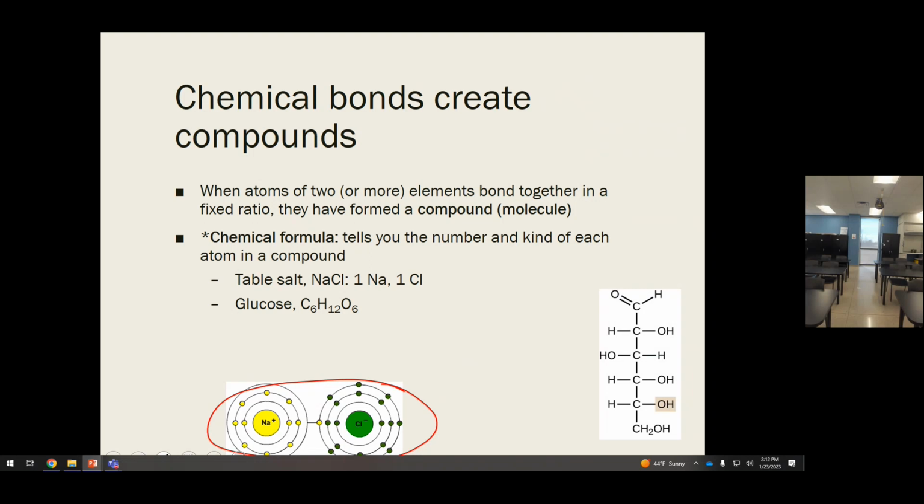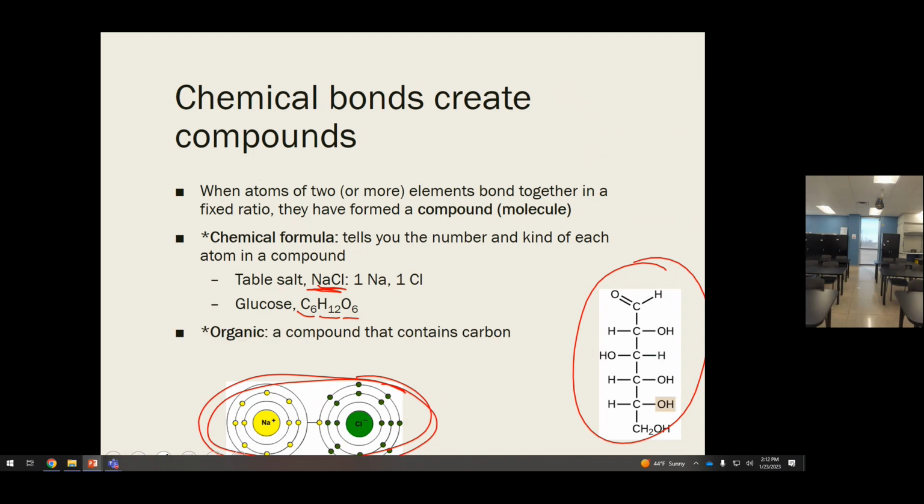The chemical formula of a compound tells you the number and kind of each atom in a compound. So again, here we've got table salt. NaCl is the chemical formula. We have 1 sodium and 1 chlorine. Glucose, that's glucose right over there. Glucose is C6, meaning we have 6 carbons, 12 hydrogens, and 6 oxygens. So we say C6H12O6.